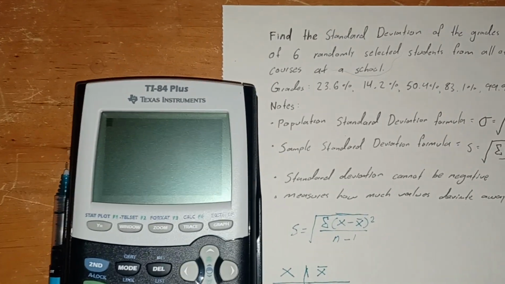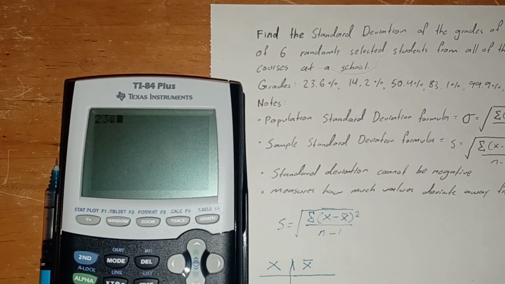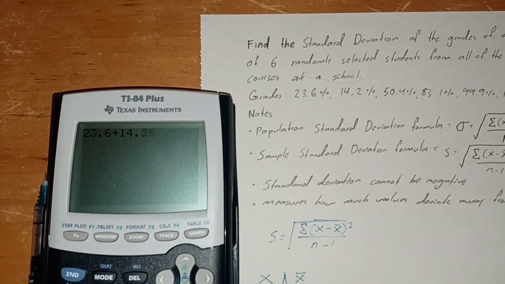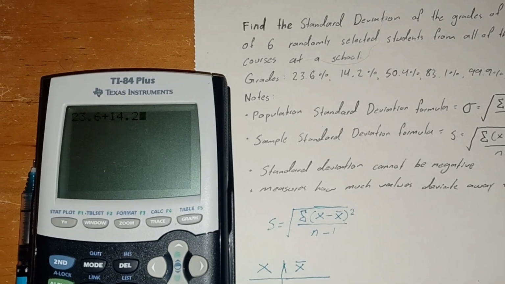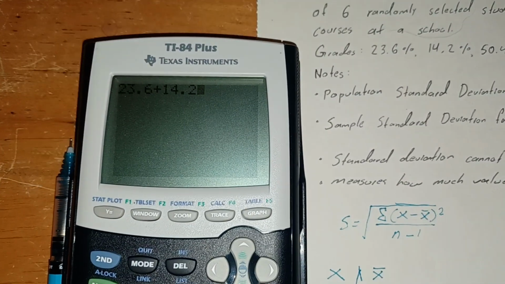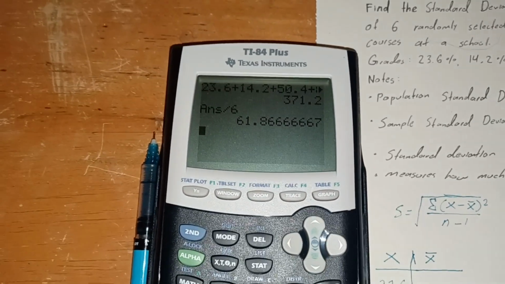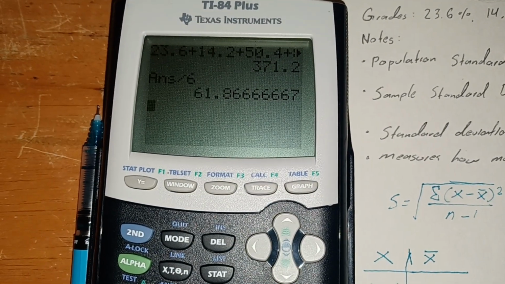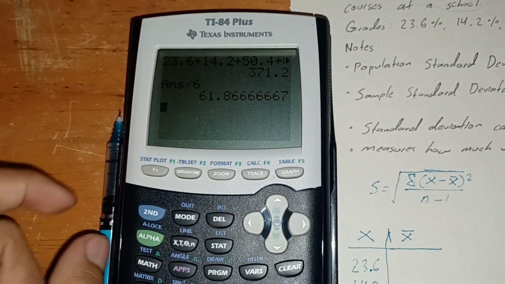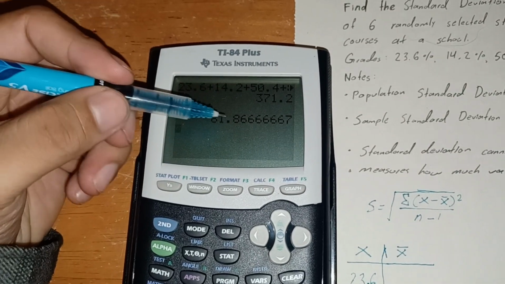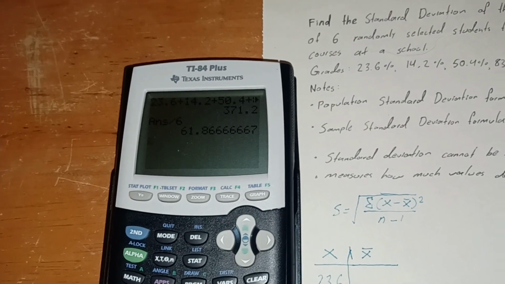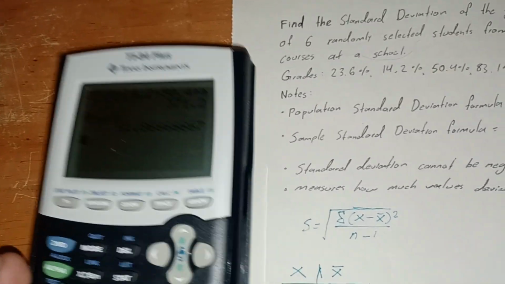So 23.6 plus 14.2. So just add all of them together and divide by 6, and we'll come back and see what we got. So this is what we should have gotten. 61.86, whatever. We are going to round to 1 decimal place. So this will turn into 61.9. For this example, we're going to round to 1 decimal place. So 61.9 is your mean, your x bar.